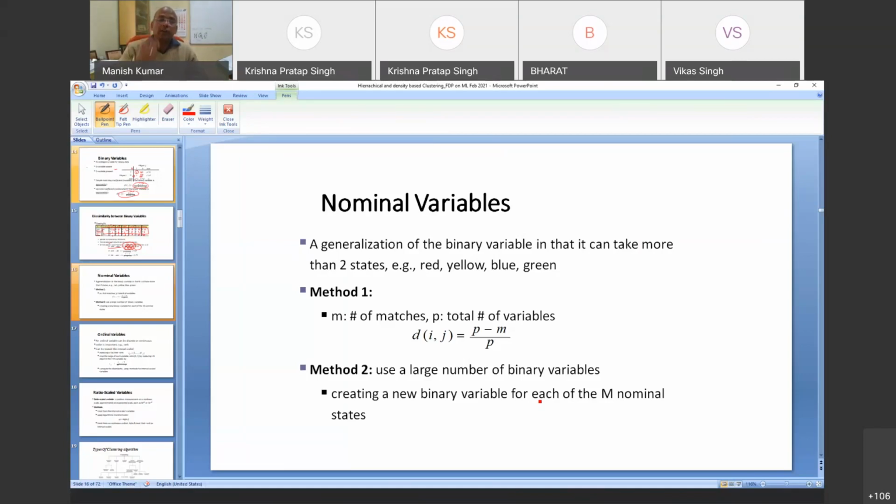Then you can make use of the calculation of the Dij, whatever you did in the case of binary variables. So that part we can do.